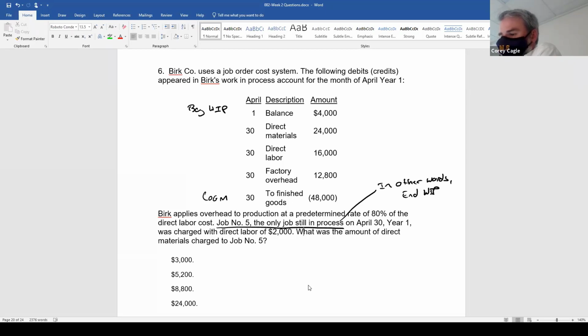How much is your materials? All right, so here we go. So job number 5. Direct material, direct labor, overhead. So what do we know? We know we don't know this because that's what they're asking us. They tell us labor, 2,000. They tell us that overhead is 80 cents for every direct labor dollar, right? So 2,000 times 80 cents, 1,600.